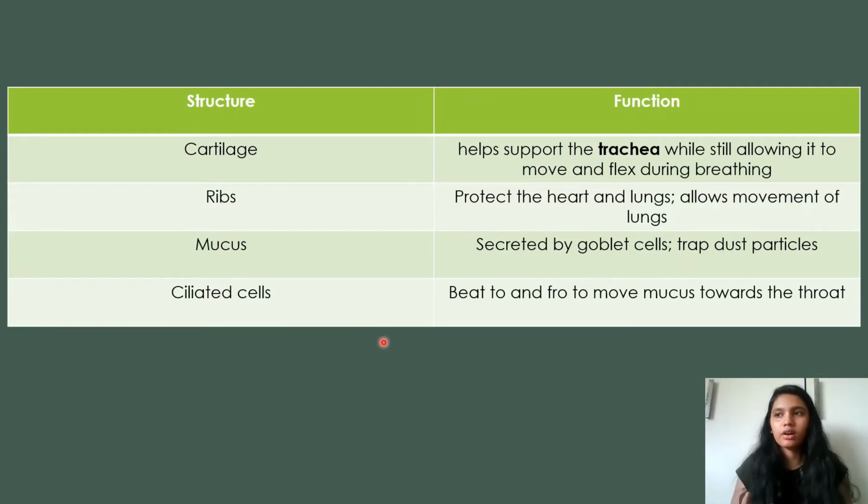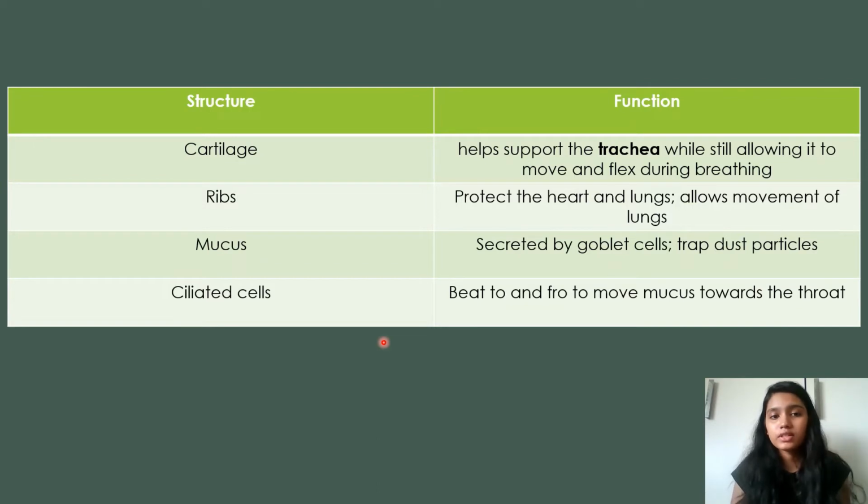It provides like a backbone, that structure that helps it to move, but not lose its shape completely. So that is the function of the cartilage. Then you have the ribs, which we've already discussed. One is to protect internal organs like the heart and lungs, and two is to allow movement of the lungs, which we will again look at in the next slide or two.